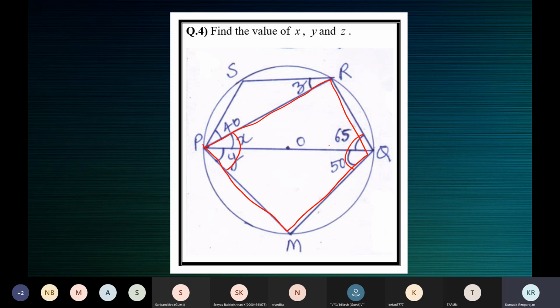In the cyclic quadrilateral, opposite angles are supplementary. X plus y is equal to 65 plus 50. We found x is 25 degrees. So like that also you can find the value of y.